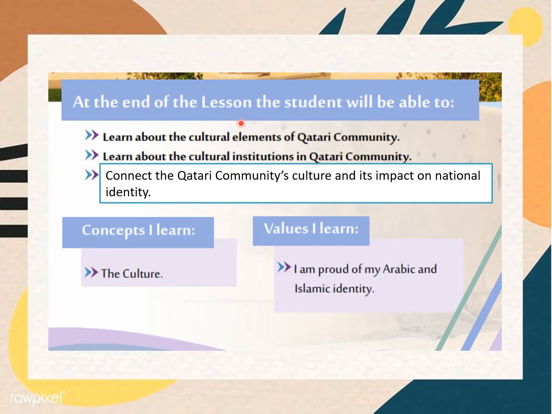So at the end of the lesson, you should be able to first learn about the cultural elements of the Qatari community. Second is learn about the cultural institutions in the Qatari community. And last, connect the Qatari community's culture and its impact on national identity. Now, the concepts we will learn at the end of the lesson would be the concept of culture, what is it, and also what are the different cultural elements that we can find in the community of Qatar. And the values we will learn at the end of the lesson would be pride of our Arabic and Islamic identity.